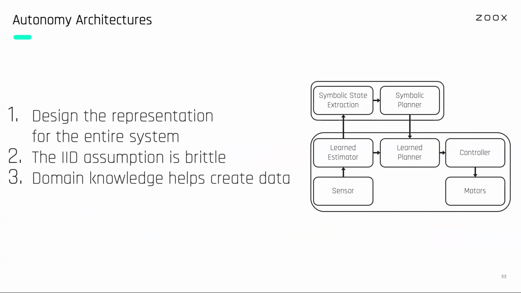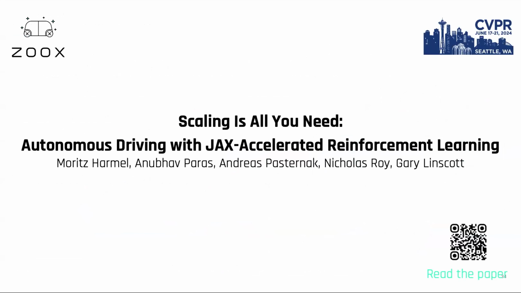So I've talked a lot about these particular issues in the autonomy architecture. I do want to take the last couple of minutes here and talk about learned planners. Well, I'm actually not going to talk about the learned planner. We do have some work on learned planning here, but rather than talk about it, I'm going to point you to a workshop tomorrow where Moritz is going to be talking about some work that we're doing in JAX-accelerated reinforcement learning.